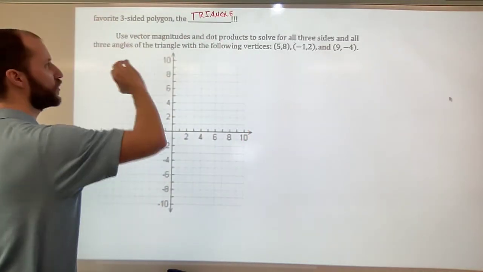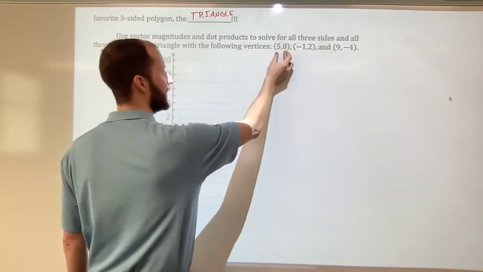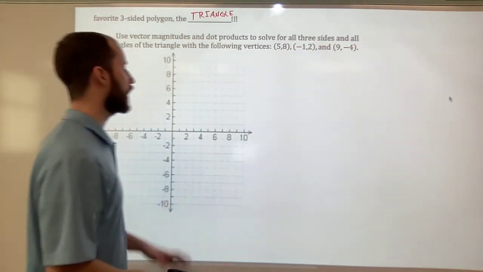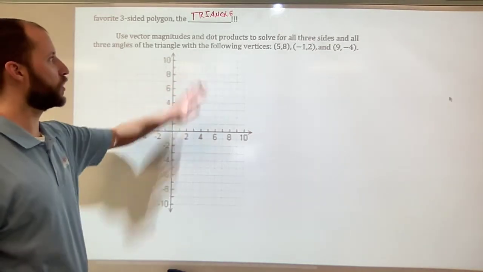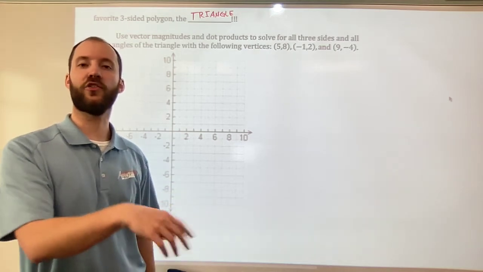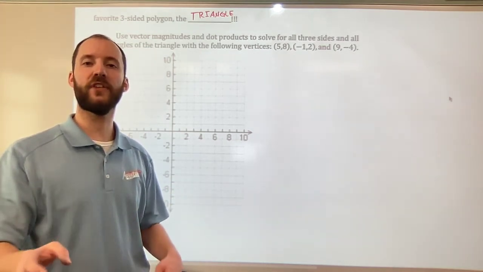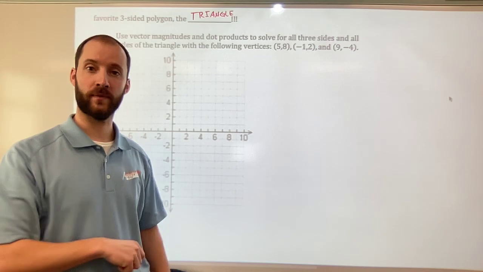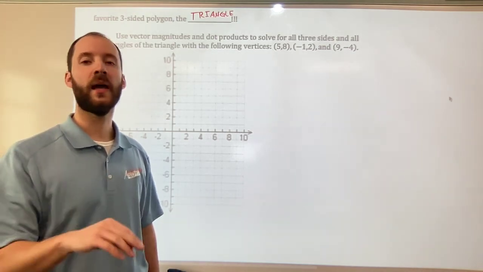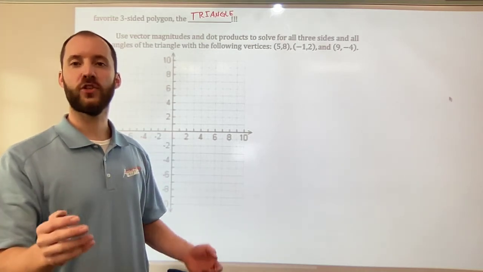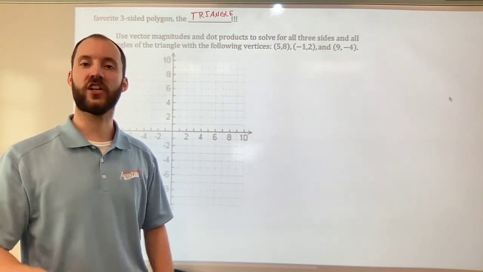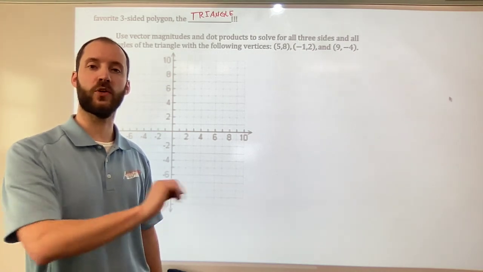Okay, so you have three vertices, (5, 8), (-1, 2), and (9, -4). When you plot those three points, you want to then solve for all three sides and all three angles, using everything we learned so far. So there are multiple ways to do this problem, but you should get to one single answer. So once you have answers, check your answers with my complete notes online.